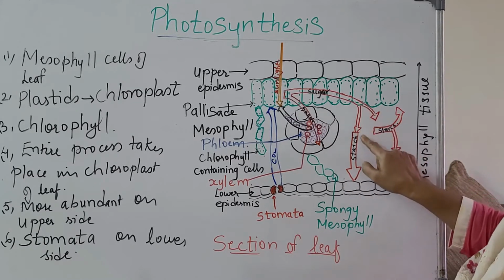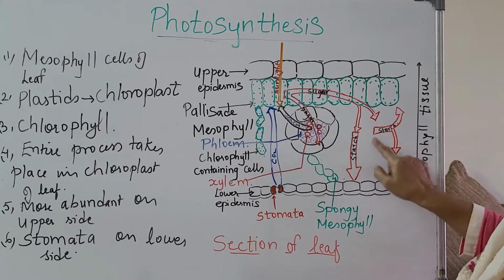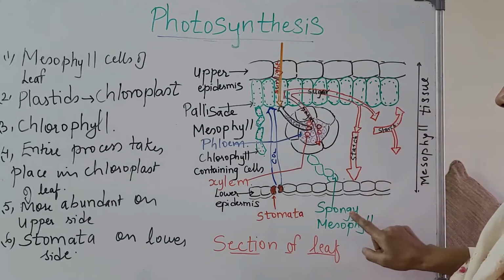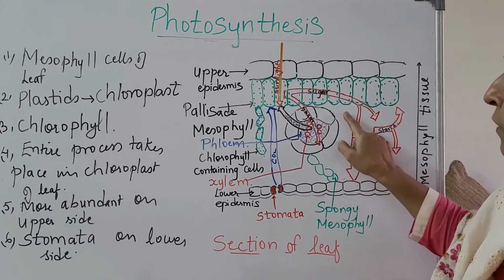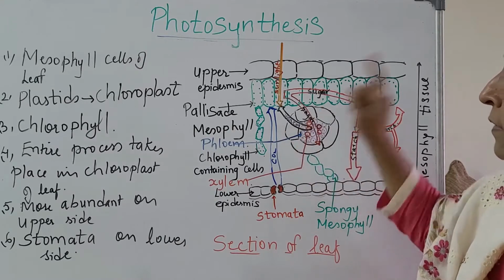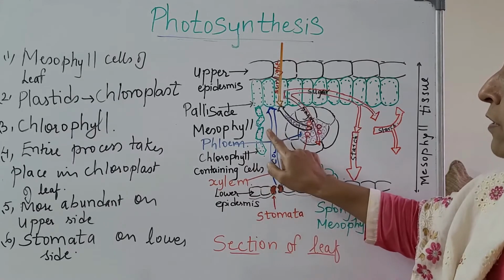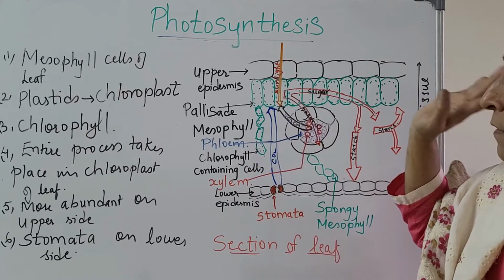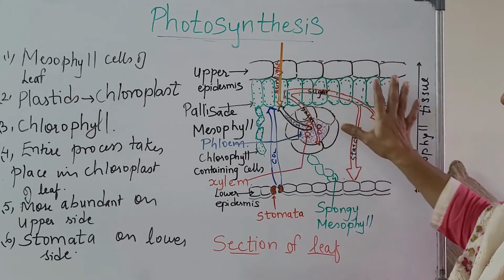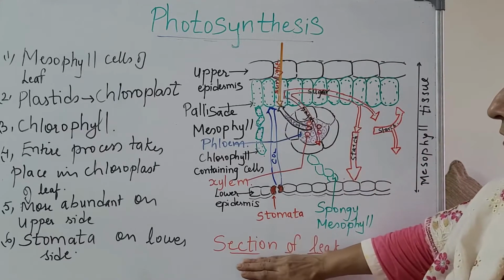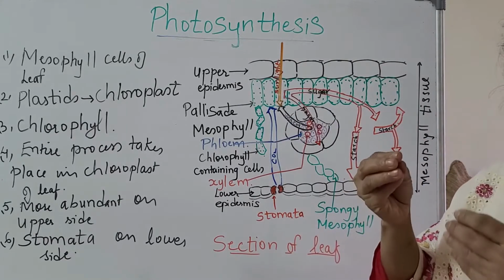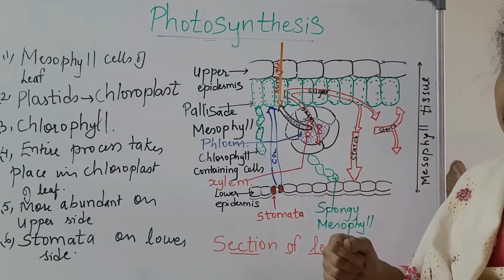Now simple sugar will be converted into starch. In between, spongy mesophyll cells will be present. There are more chlorophyll containing cells which will help in photosynthesis. So this is the simple structure. This is a section of leaf and you can see different types of cells.